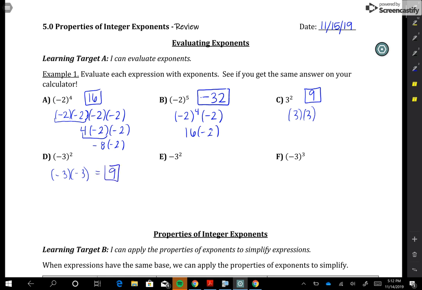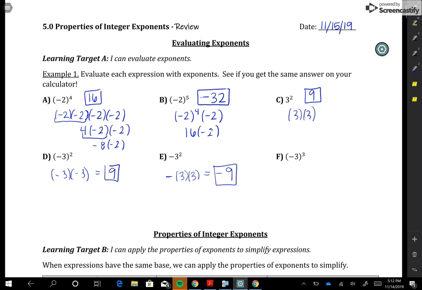But look at letter E. It's a negative 3 squared, and there are no parentheses. This is actually different than letter D. In letter E, what it's asking you to do is have a negative out front, and then take 3 times 3. So that 3 squared is happening first, and that negative is out front, so that actually gives us -9.